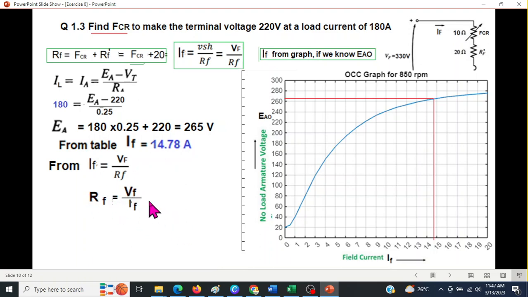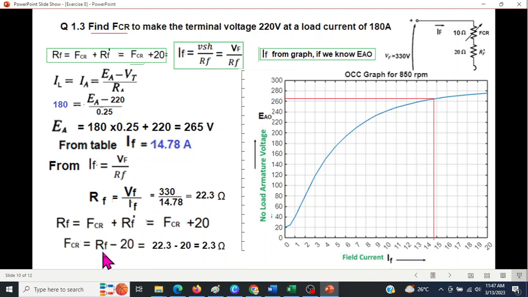Now from here we can find RF. So 330 is fixed, IF is 14.78. So RF is 22.3. So this is the total field resistance. And from here now we need to find FCR. So this was the formula. RF dash is fixed, RF we have calculated 22.3. So FCR will be RF minus 20. So 22.3 minus 20 is 2.3 ohm. So the variable resistor has to be adjusted to 2.3 ohm to get this output current.